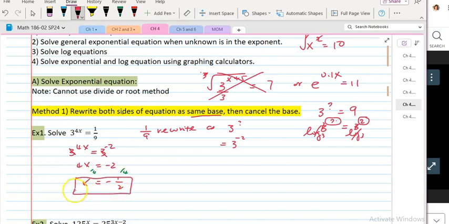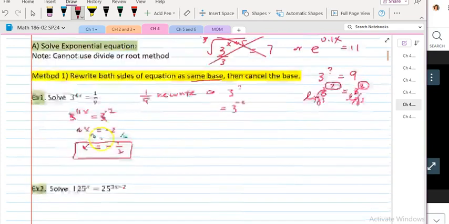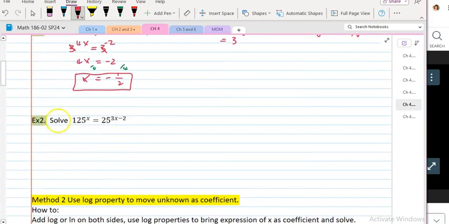The main focus is not dividing or anything, but comparing so that you have the same base. Example 2: 125 to the x equals 25 to the 3x minus 2. Can I write 25 as a power of 125? The left side is a 125 base and 25 is not, so it's kind of difficult. You could, but it's difficult.